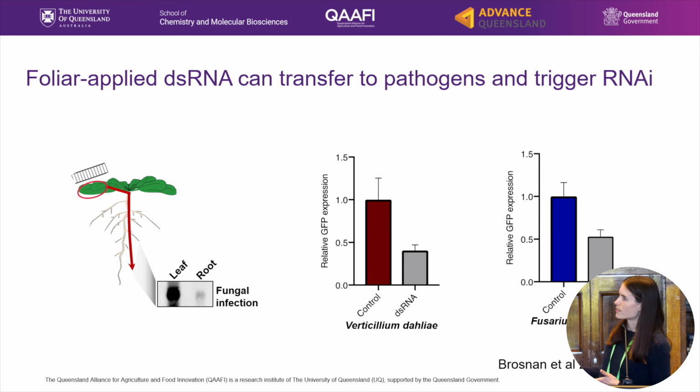But then we went one step further and looked at, well, will the RNA actually protect against a pathogen, or not protect, but at least knock down a targeted pathogen gene? In this case, we were using GFP-expressing fungi, so Verticillium dahliae and Fusarium oxysporum. And when the RNA was applied to the leaves, it actually did knock down root fungal pathogen genes. So that was the GFP gene we were looking at. So that shows there is some promise to get systemic protection. We haven't shown protection yet, but that's the next thing we're looking at.